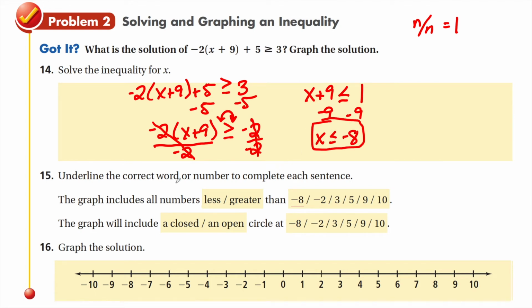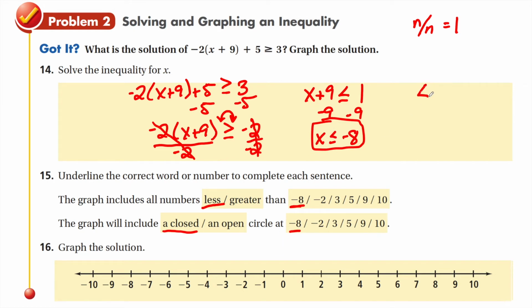So we need to underline the correct word or number to complete each sentence. Well, the graph indicates all numbers, we said less than, so it's going to be less than that negative 8. Because again, x is less than negative 8. However, the graph will also include a closed dot or a closed circle at the negative 8. Why is that? Because of the equal to portion.